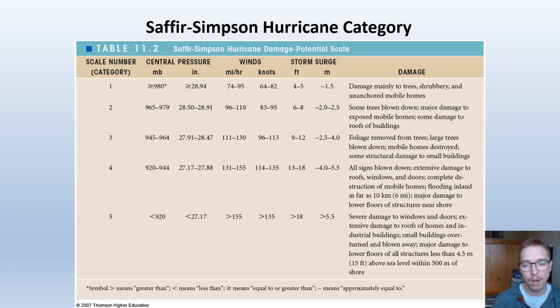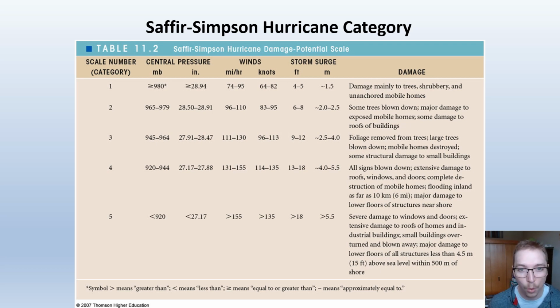This is how hurricanes are more or less described by the Saffir-Simpson hurricane category scale, category 1 through 5. We'll just use millibars, knots, and storm surge in meters, so we keep using metric. For category 1, central pressure is greater than or equal to 980 millibars. For a category 2, 965 to 979 millibars. 3, 945 to 964 millibars. 4, 920 to 944 millibars. And 5, less than 920 millibars of pressure.